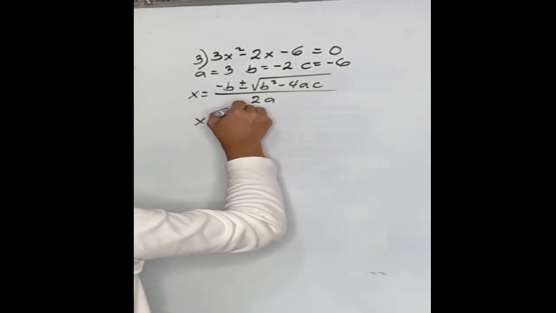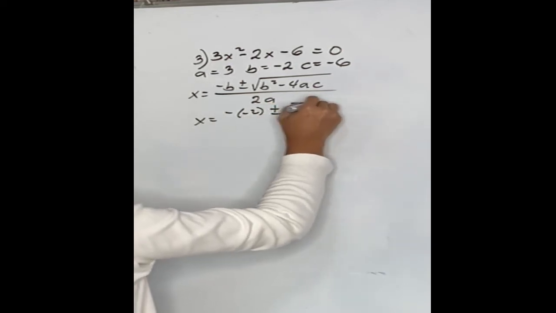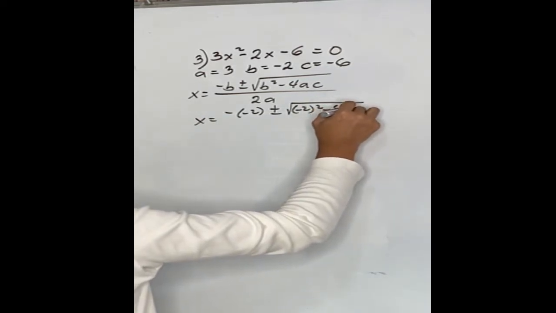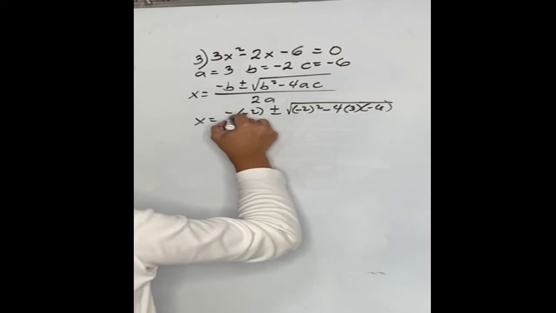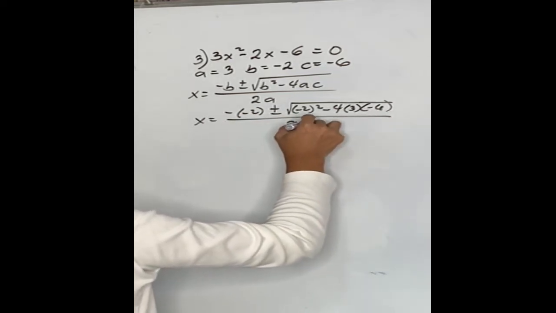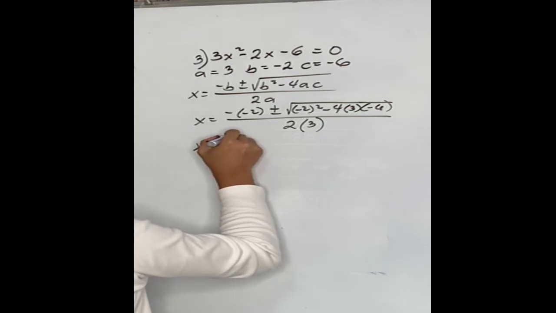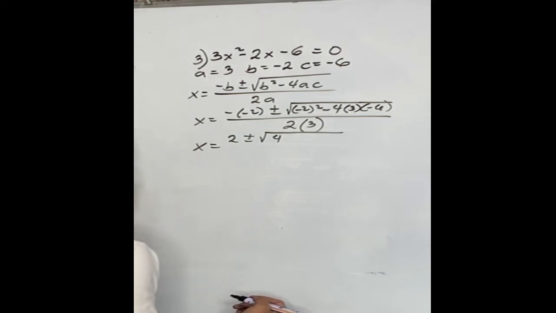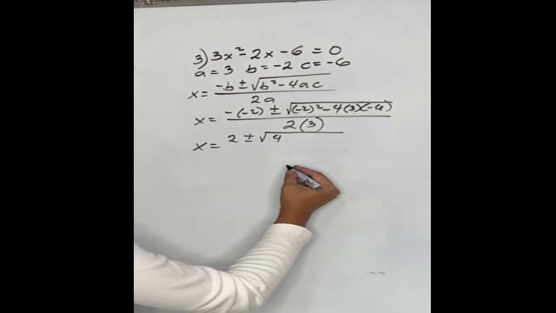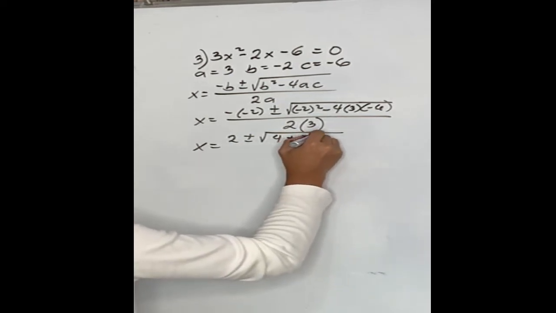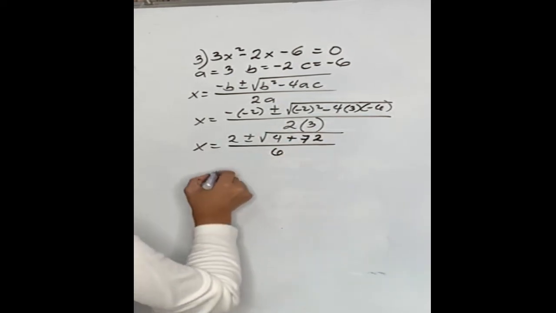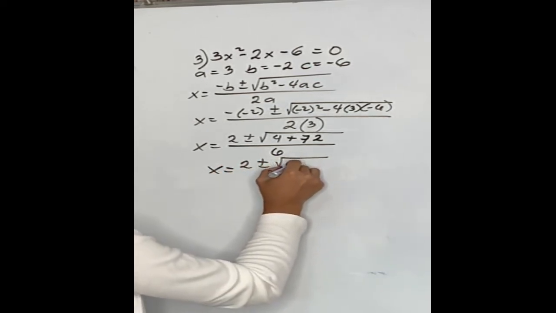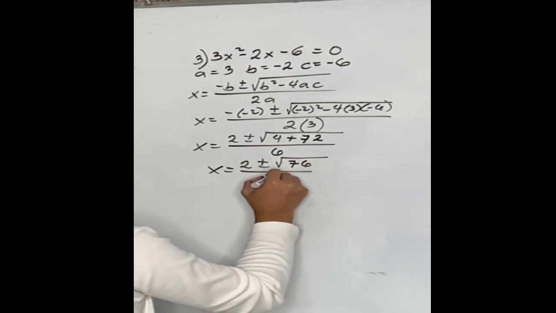X is equal to negative of negative 2 plus minus the square root of negative 2 squared minus 4 times 3 times negative 6 all over 2 times 3. X is equal to positive 2 plus minus the square root of 4. Negative 4 times 3 is 12. 12 times negative 6, you will get positive 72 all over 6. X is equal to 2 plus minus the square root of 76 all over 6.